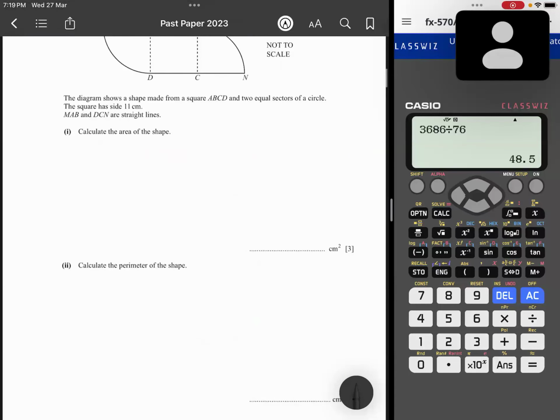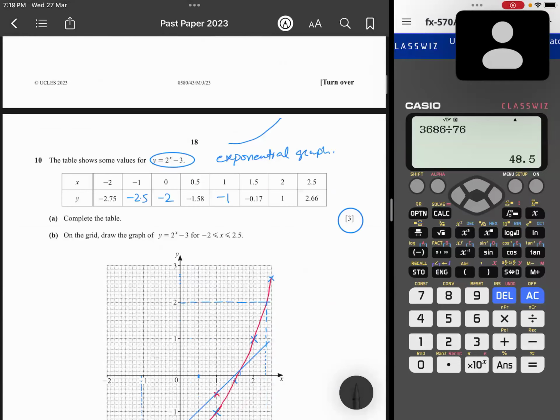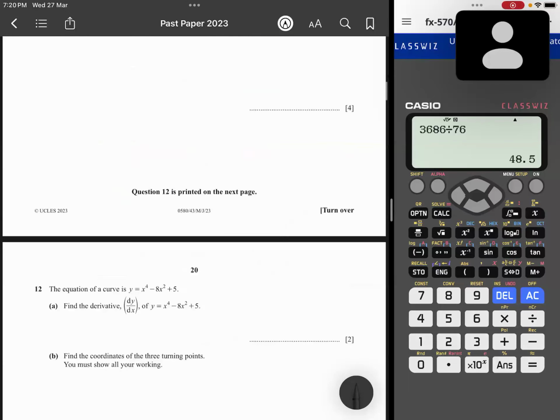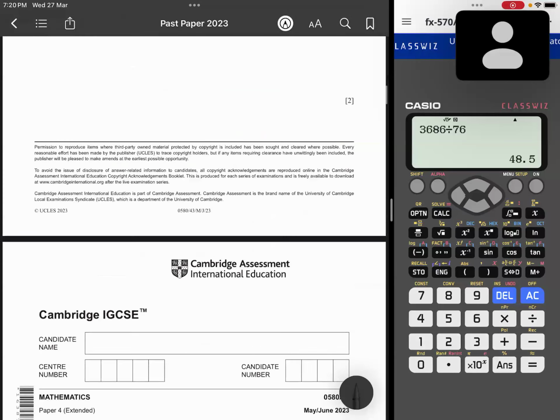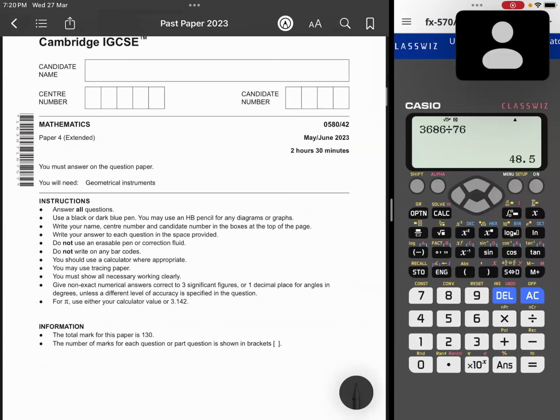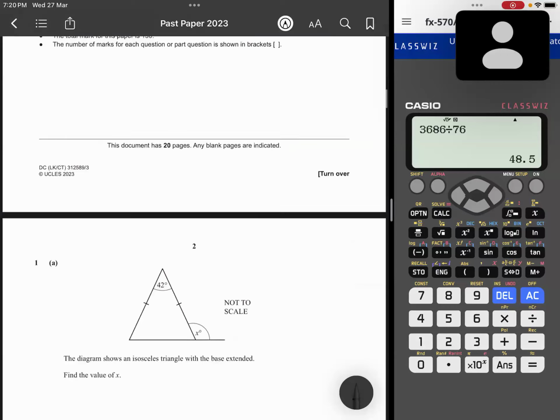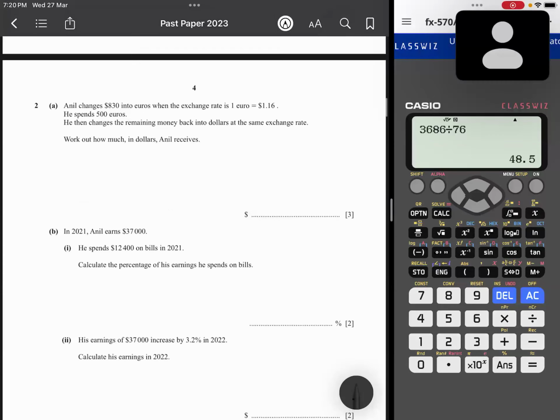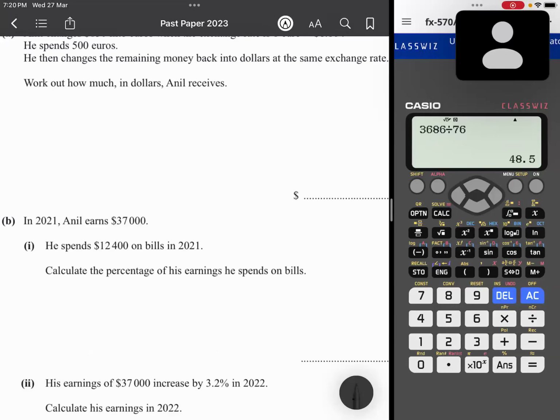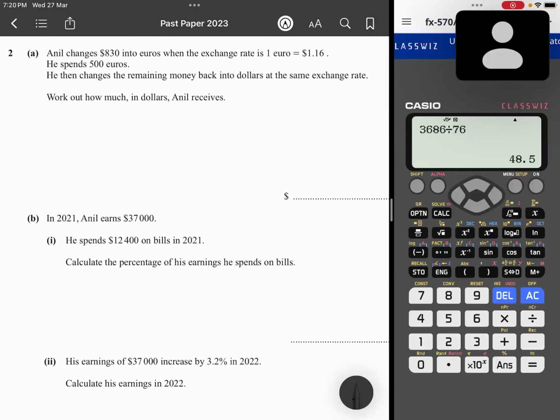We are solving everyday maths questions today. This paper is 058042 May June 2023. Let me see, okay, that is the everyday maths question. They say that Anil changes $830 into euros when the exchange rate is 1 euro to $1.16. This is the exchange rate. He spent 500 euros and he then changes the remaining money back into dollars at the same rate.